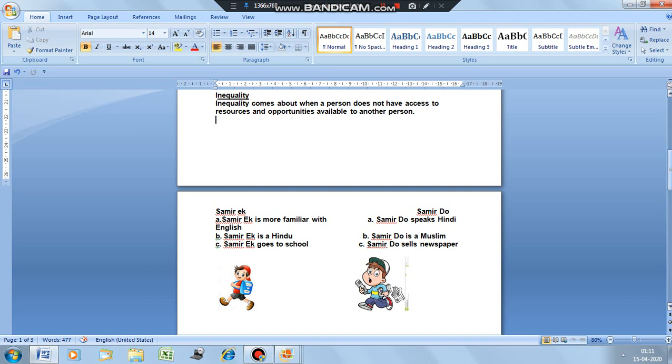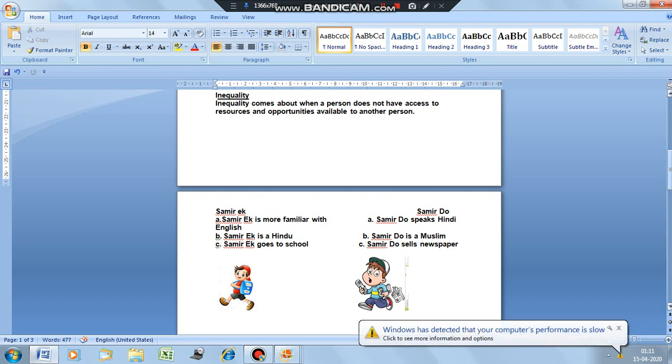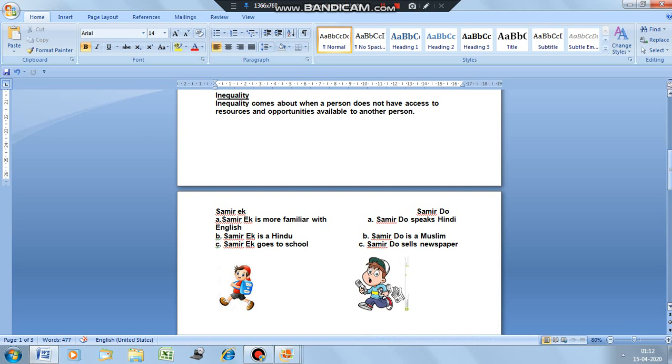He's a Muslim. Here you can add one more point, where you can say that Samir Ek, since he goes to school, his family was in a condition to afford his basic necessities. But on the other hand, Samir Do came from a very poor background. So when we are explaining the difference between Samir Ek and Samir Do, are we referring to the concept of diversity? No, we are not referring to the concept of diversity. We are referring to the concept of inequality.